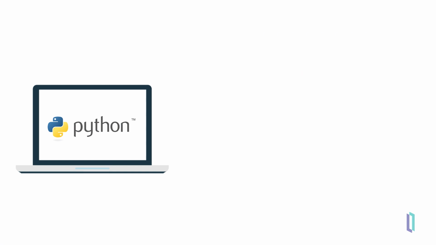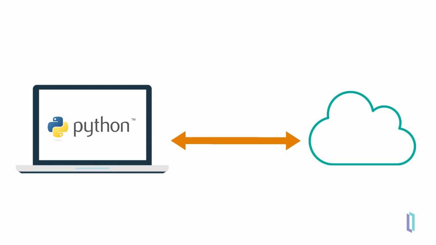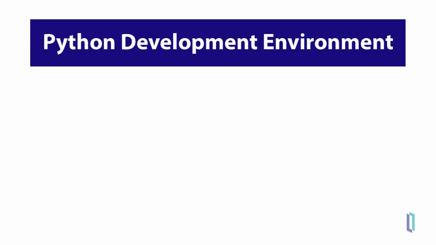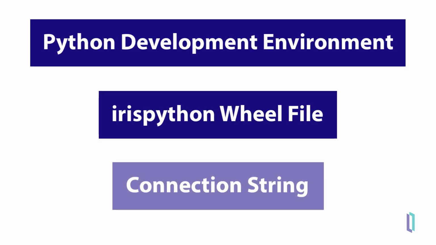Connecting your Python application to InterSystems Cloud Services provides the functionalities of various InterSystems products without the overhead of buying, deploying, and managing servers. You can create this connection using the InterSystems DB-API driver interface. To make the connection, you will need a Python development environment, the Iris Python wheel file, and a connection string.